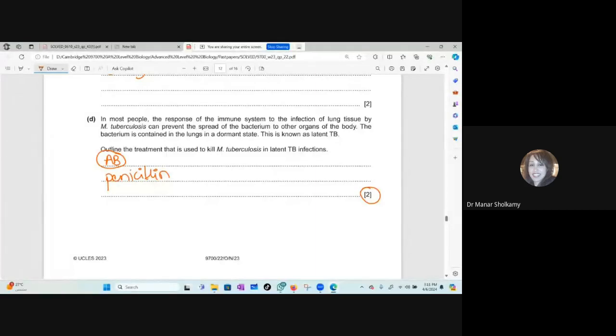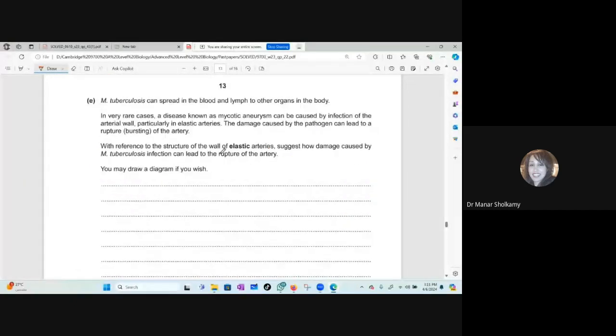So just give another piece of information because it's 2 marks. It's enough to say that I will use more than one combination of antibiotics to make sure that I kill all the bacteria, or for a long period of time. Actually, TB is a very strong bacteria and it needs a long time to treat.